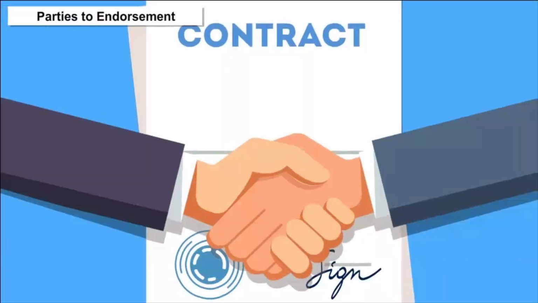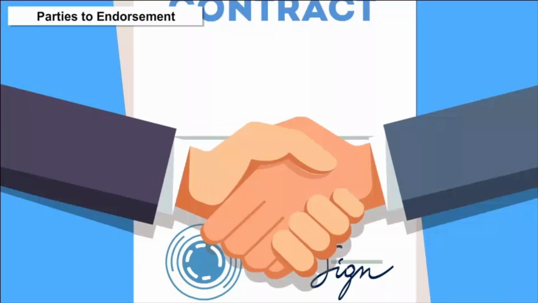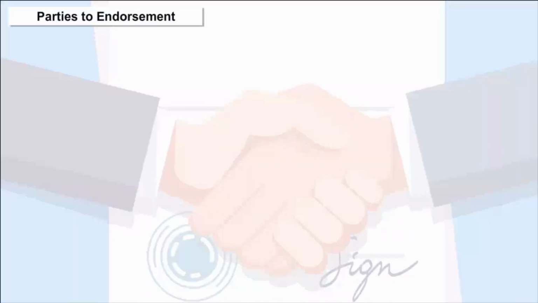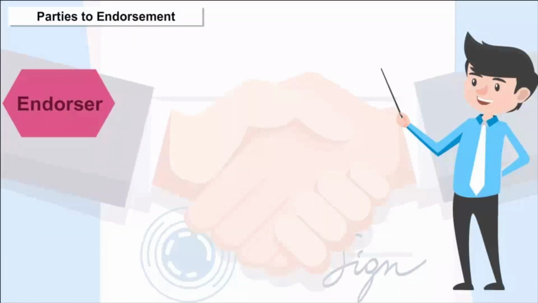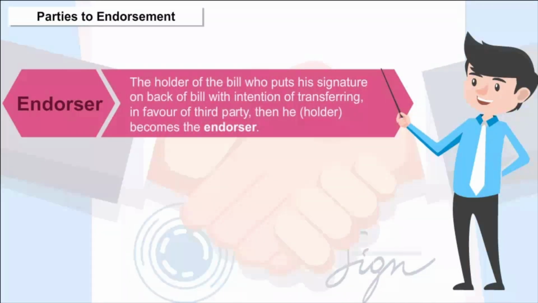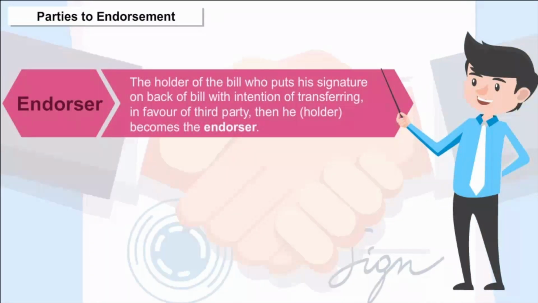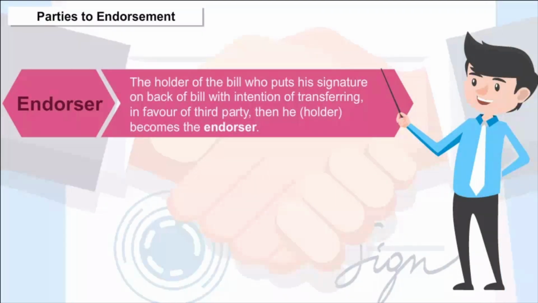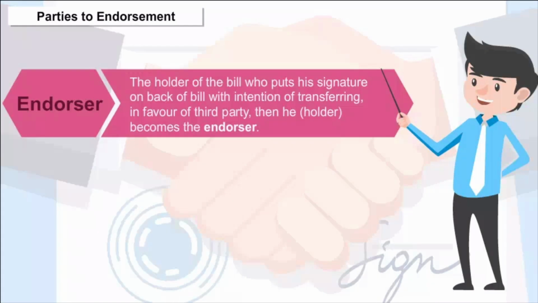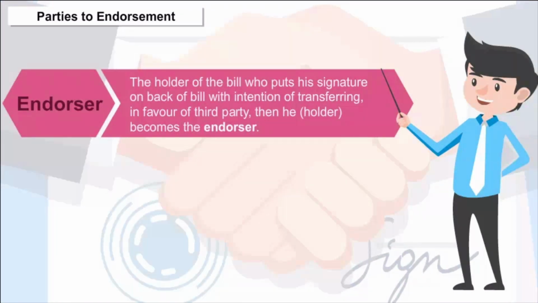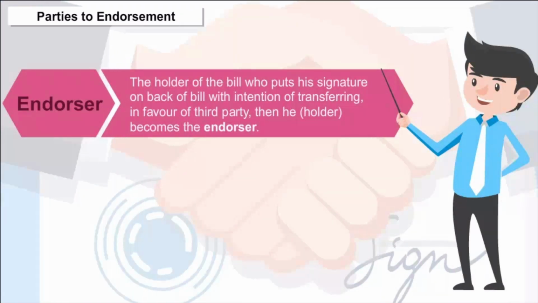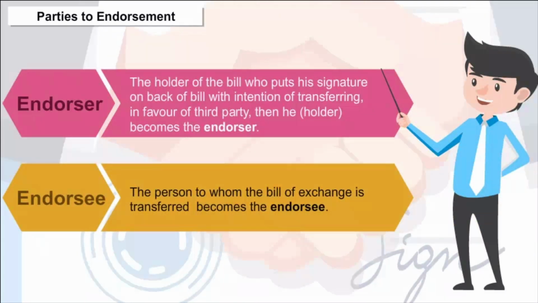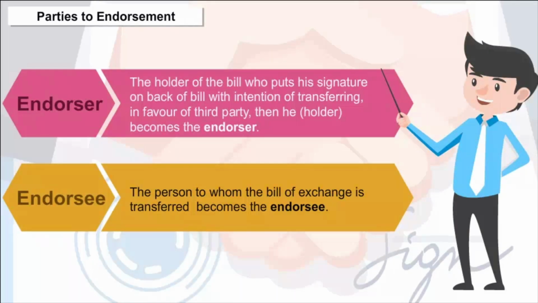Parties to endorsement. There are two parties involved in the case of endorsement of bills. 1. Endorser. The holder of the bill who puts his signature on the back of the bill with the intention of transferring it in favor of a third party becomes the endorser. 2. Endorsee. The person to whom the bill of exchange is transferred becomes the endorsee.